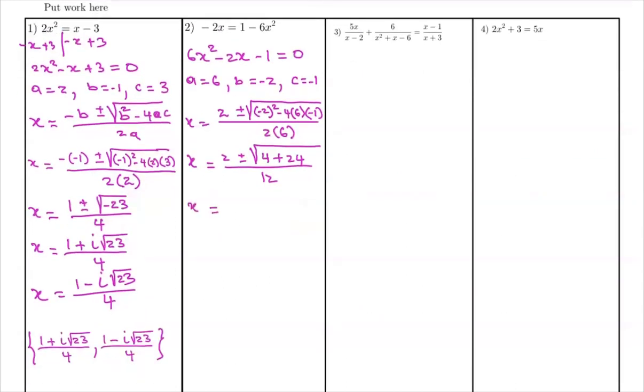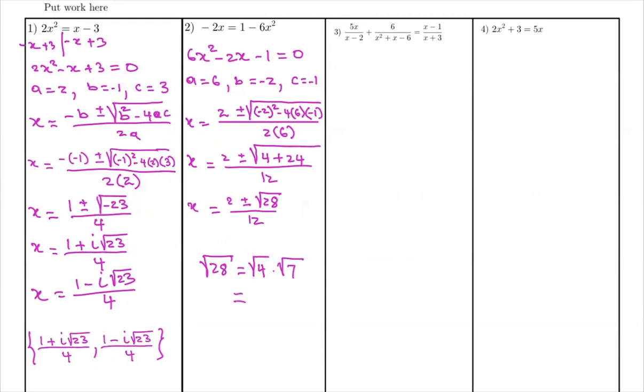Now, x equals 2 plus or minus the square root of, 24 plus 4 is 28, over 12. Now we can simplify the square root of 28 as the square root of 4 times the square root of 7. The square root of 7 is not an integer, so I'm going to keep it as the square root of 7, but the square root of 4 is an integer, that is 2.